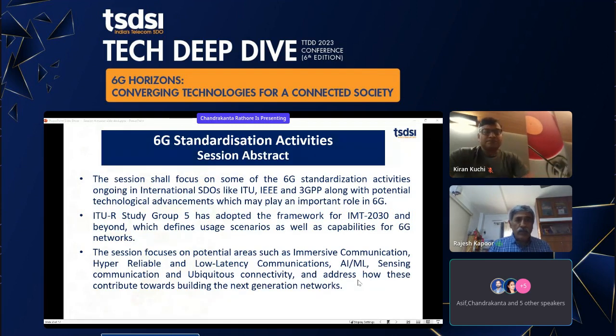This session shall focus on some of the 6G standardization activities ongoing in international SDOs like ITU, IEEE, 3GPP, along with the potential technical advancements which may play an important role in 6G. ITU-R Study Group 5 has adopted the framework of IMT 2030 and beyond, which defined usage scenarios as well as capabilities of the 6G networks. The session focuses on potential areas such as immersive communication, hyper-reliability and low latency communications, AI/ML, sensing communication, and ubiquitous connectivity, and how these contribute towards building the next generation networks.